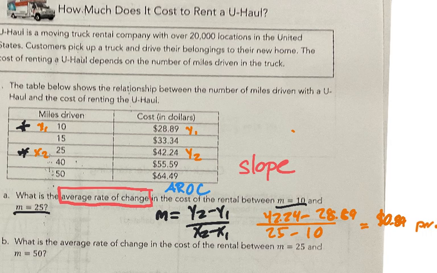Questions there? Can you do B? Go do B. Find the average rate of change in the cost of a rental between mileage 25 and mile 50.